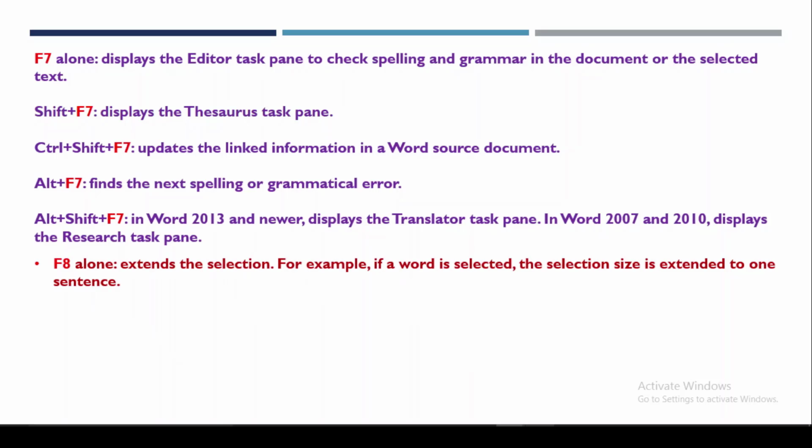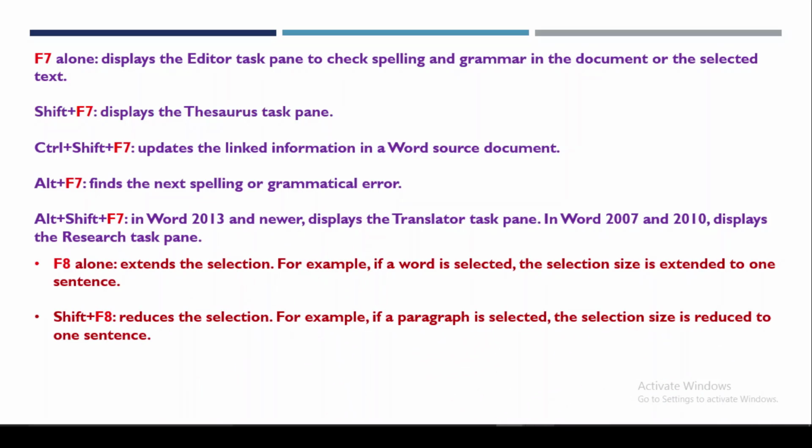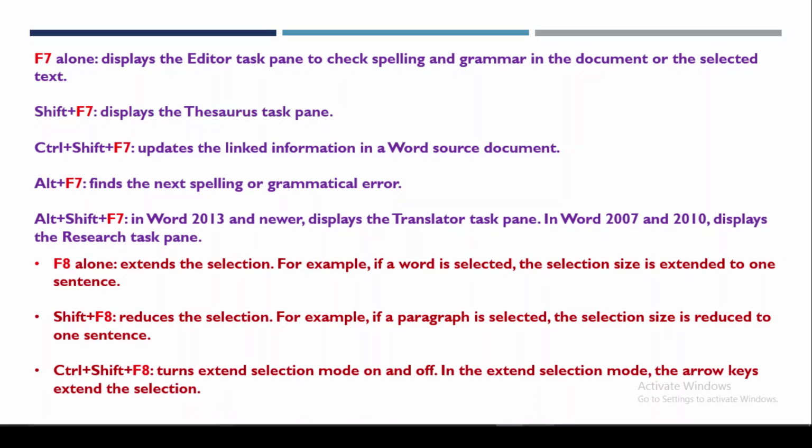Now, have a look at F8. F8 alone extends the selection. For example, if a word is selected, the selection size is extended to one sentence. Shift plus F8 reduces the selection. For example, if a paragraph is selected, the selection size is reduced to one sentence. Control plus Shift plus F8 turns extend selection mode on and off. In the extend selection mode, the arrow keys extend the selection.